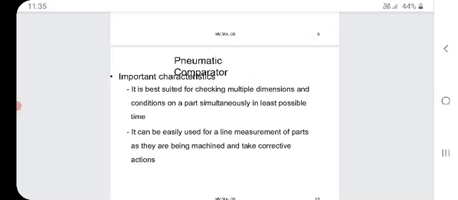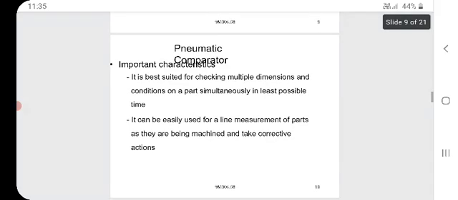It is best suited for checking multiple dimensions and conditions on a part simultaneously in least possible time. It can be easily used for in-line measurement of parts as they are being machined and take corrective actions.